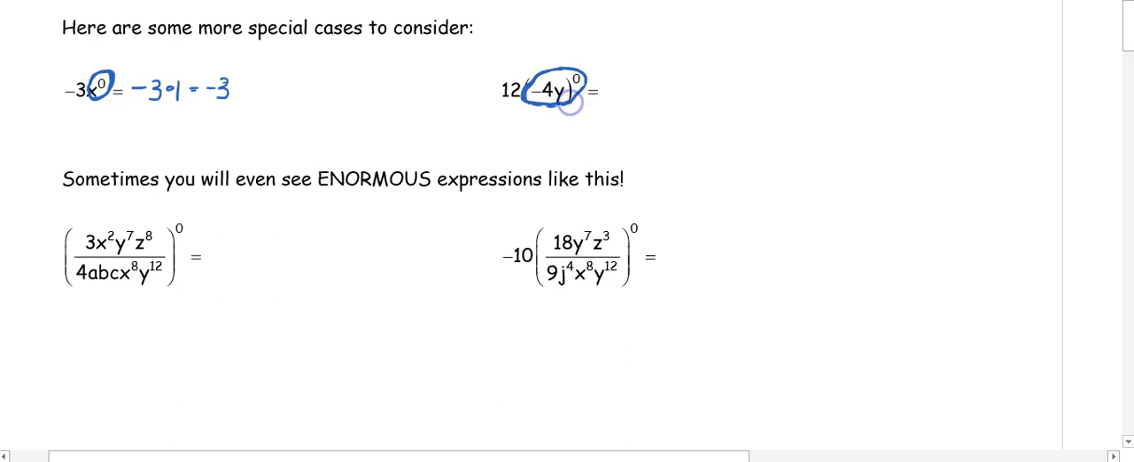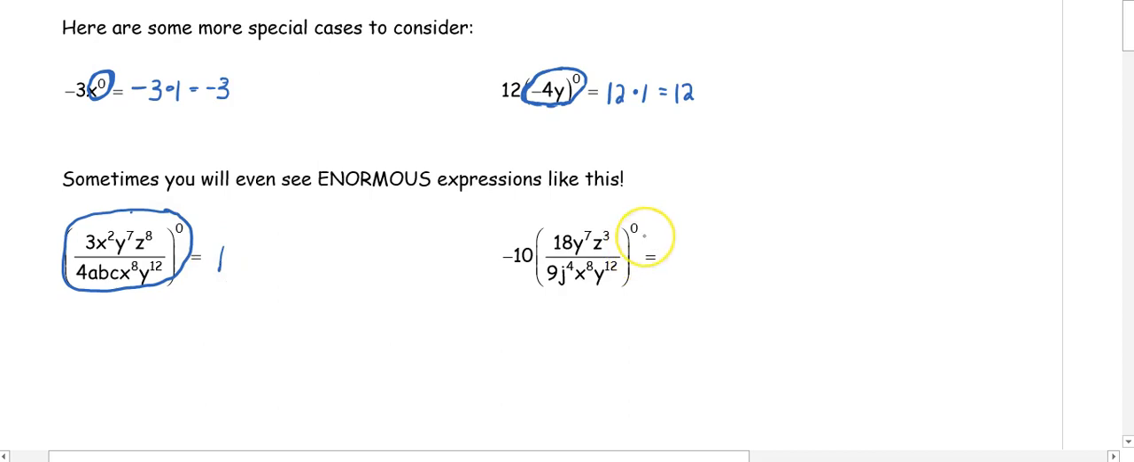So this exponent applies to everything in the parentheses to make that 1, but there's still a 12 there. So we have 12 times 1, which is 12. Sometimes you even have enormous expressions. With everything that's in the parentheses, because there is a parenthesis here, this 0 exponent is applying to everything, so it's just equal to 1.